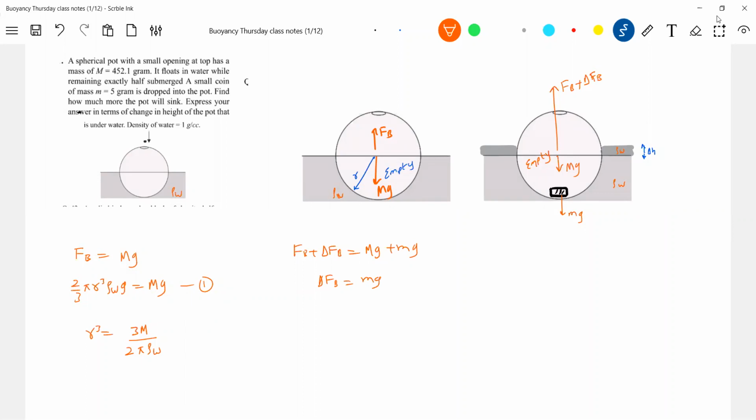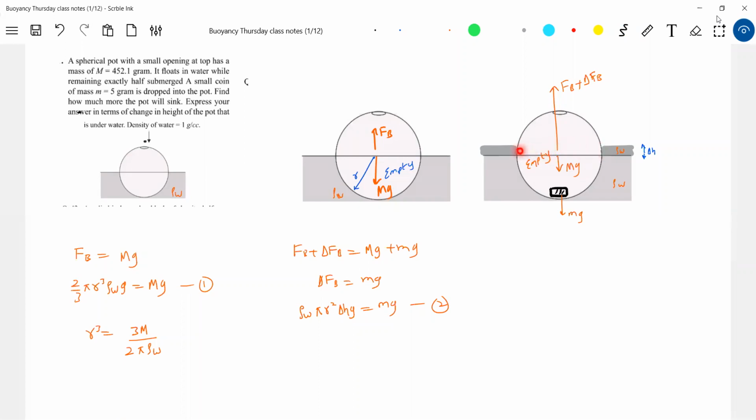So what is the additional buoyant force? Additional buoyant force should be equal to density of water, volume immersed, pi r square delta H into g. I think this will really trouble you. Just it's like find how much more pot will sink. Express your answer in terms of change in height of the pot that is underwater. So when you put a coin, what do you expect? Slightly it will change. Still what will happen? Only this elemental disk will come.